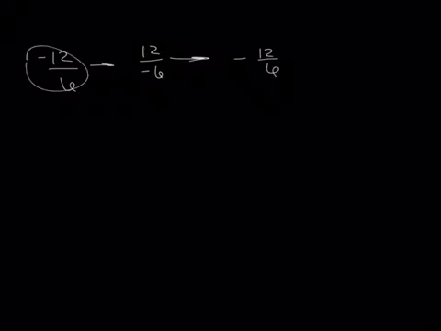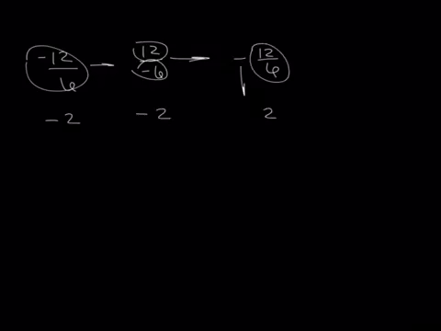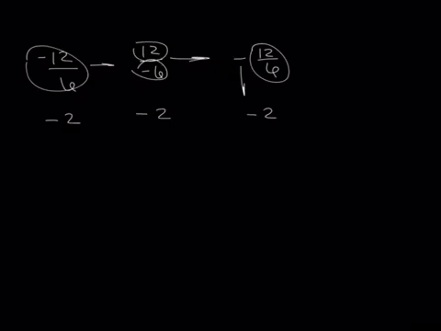Okay, so let's look at this one. Negative over a positive is a negative. 12 divided by 6 is 2. A positive over a negative is a negative. 12 divided by 6 is 2. We bring down the negative, stick it on there. Okay, so they all equal the same thing. So it's really, really helpful that you can move those negative signs around, and it makes life better.